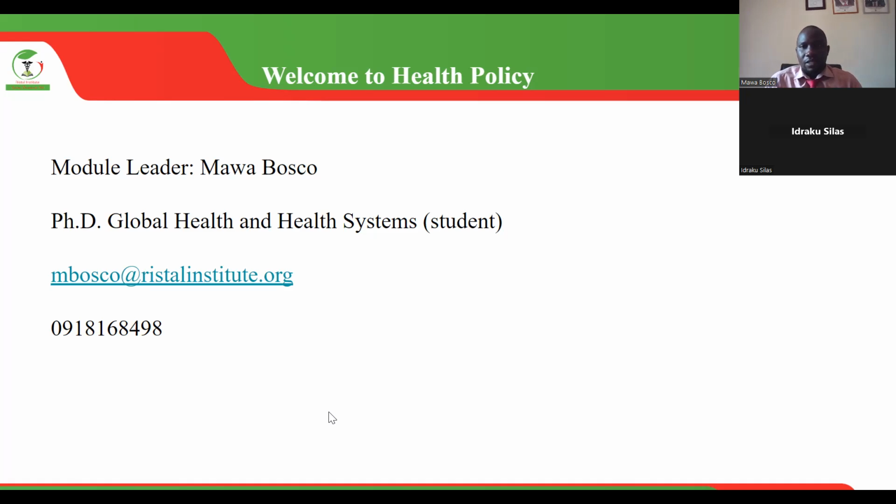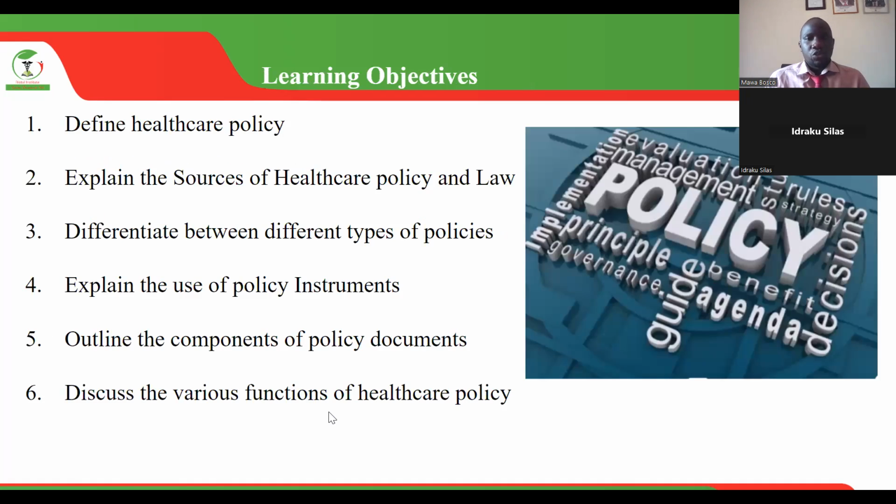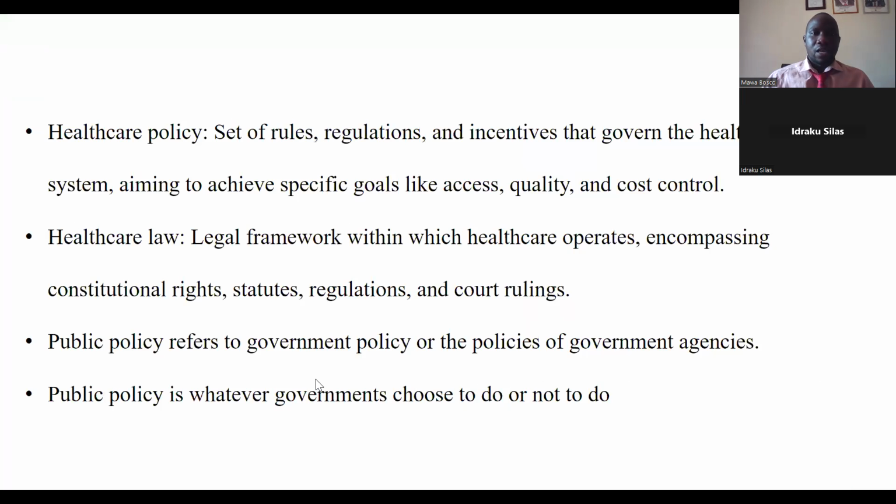So I was basically saying that this is the first lecture on health policy. In this presentation, we should be able to know what health policy is, who are the people who actually make health policies, what are the different categories of health policies that can be made, what are policy documents and what are policy instruments, how do we use them, and then why do we actually have to enact health policies? Those are the objectives of this session.